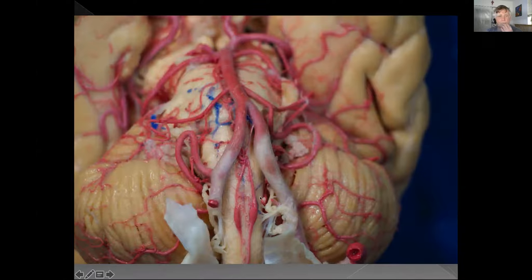So here we have the lower nerves. Here we have the first spinal nerve. And in the anterior aspect of the medulla, this is the olivopontine sulci. In here, we can see the hypoglossal nerve. In this other part, here we have a choroid plexus. So this is the anterior spinal artery.